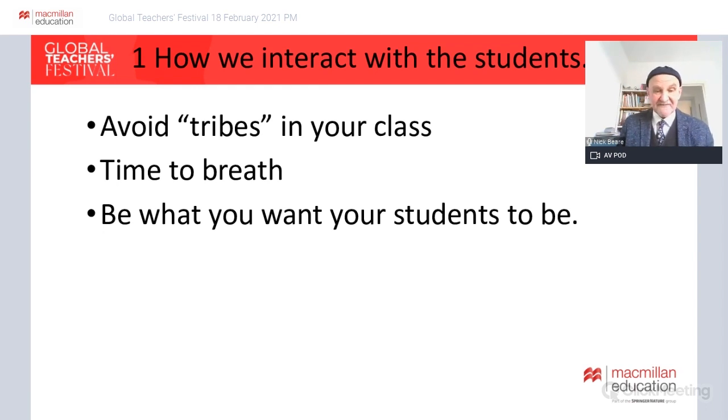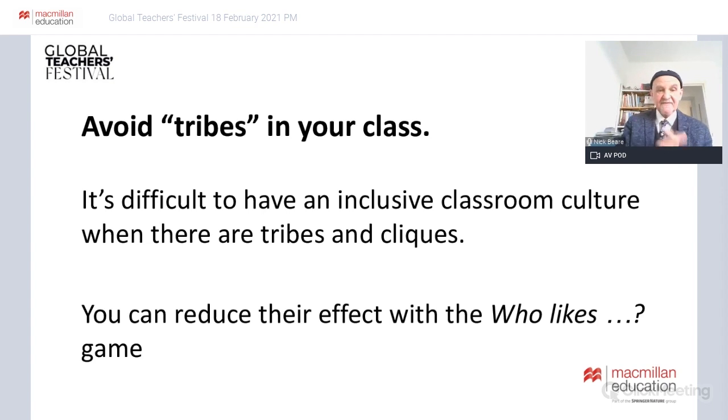So let's look at tribes first of all. Moving on, we want to avoid tribes in the class. It's really difficult to have an inclusive classroom culture when there are tribes or cliques, whichever you want to say, in the classroom. It goes against the whole idea of inclusivity, of getting people working together. It's like little groups which don't really want to mix with each other. Inevitably, students are going to be like that a lot of the time, and they like being with their friends, with their little peer group, so we can't change it all the time, but we must make them open to times when they are all together as a group.